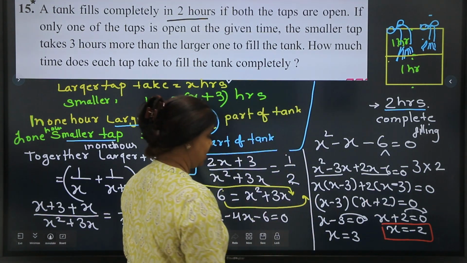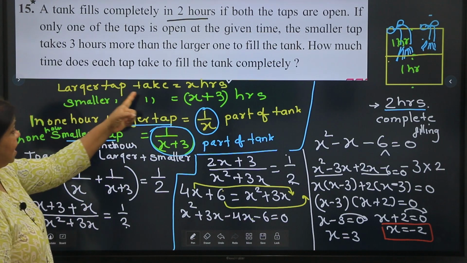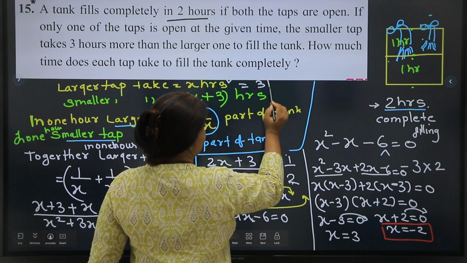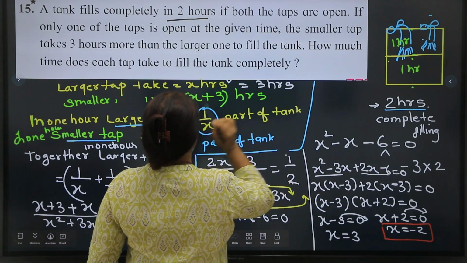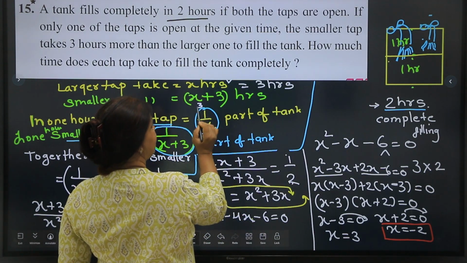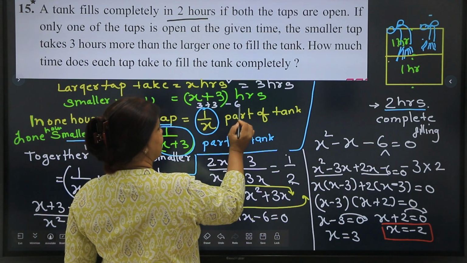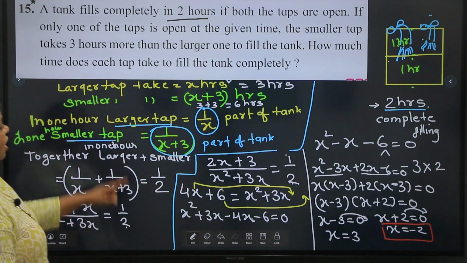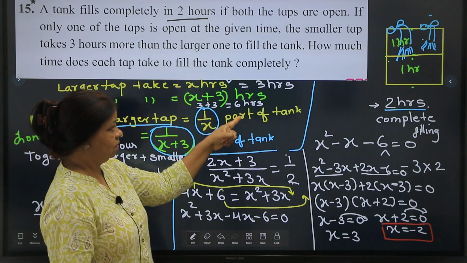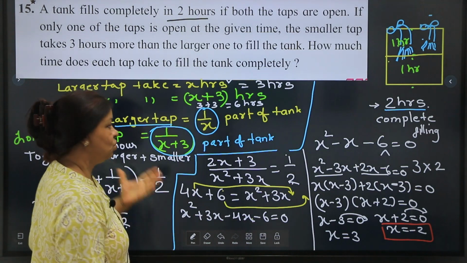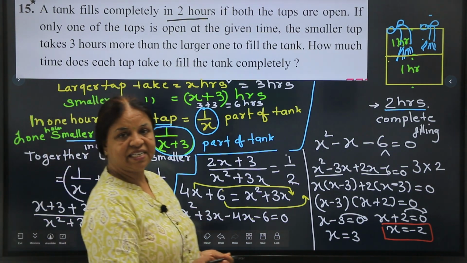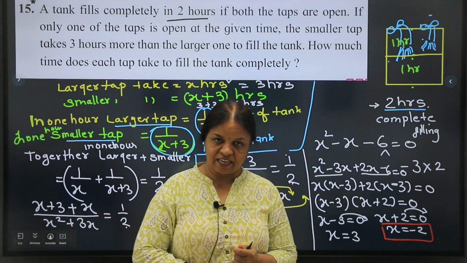So how many hours will the larger tap take? The larger tap will take 3 hours and the smaller tap will take 3 plus 3, that is 6 hours. Okay. If they are open alone. So you can pause the video, children, and you can solve the sum. Children, this completes our word problem of quadratic equation.